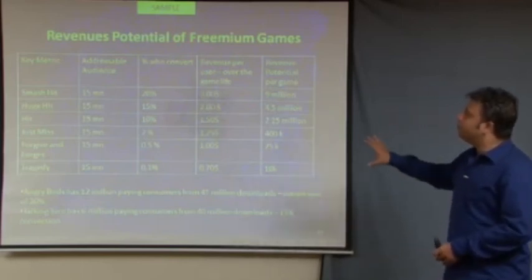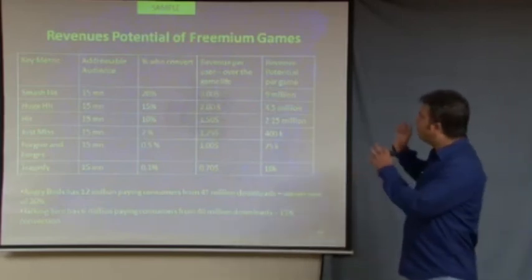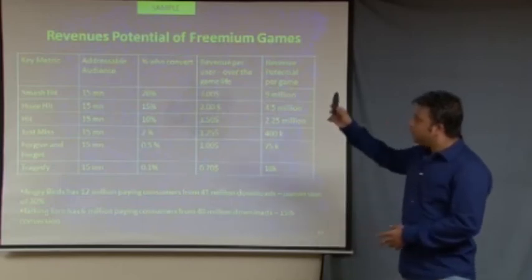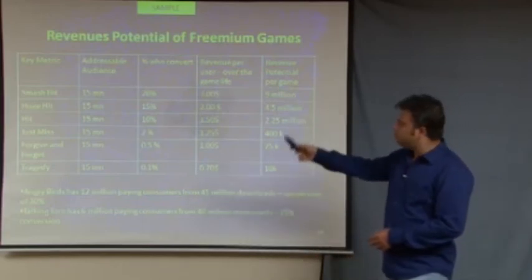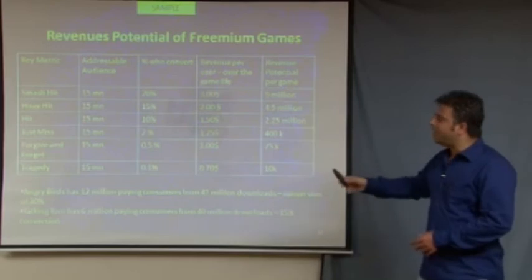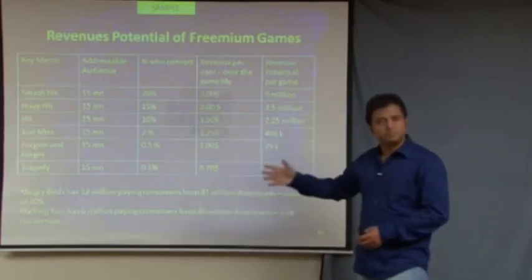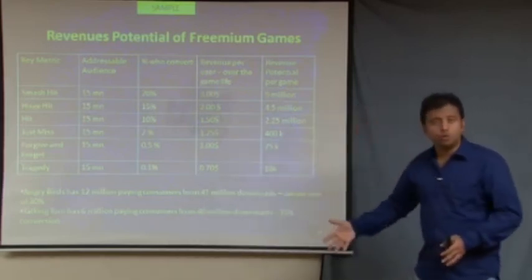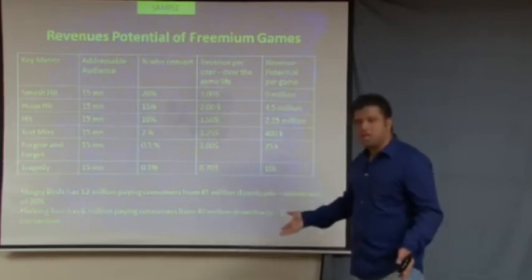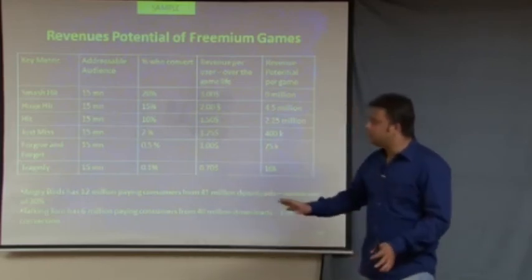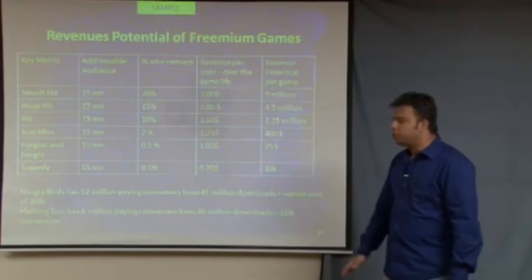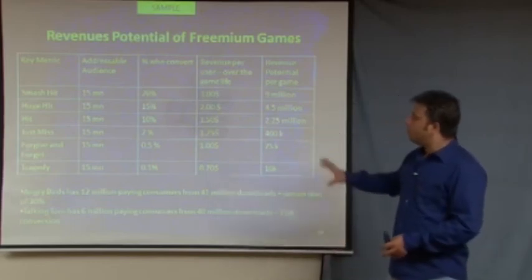Now this is the revenue potential that they have for a freemium game. So now they have the key metric. Now this could be the result of each of the games that they launch. The game could be a smash hit, the game could be a huge hit, it could be a hit, a just miss opportunity, or it could be a forgive and forget game, or it could be a complete tragedy. So how will they make money?